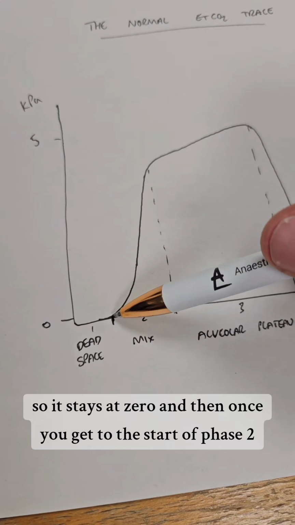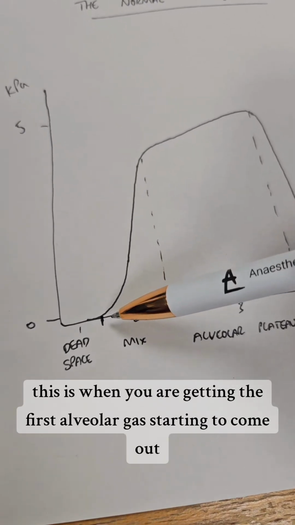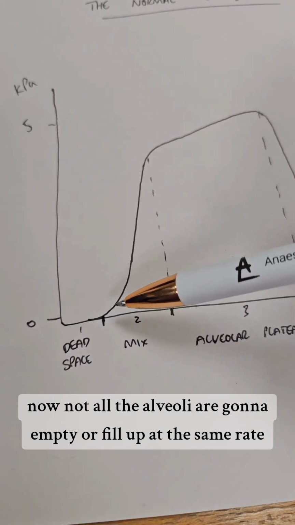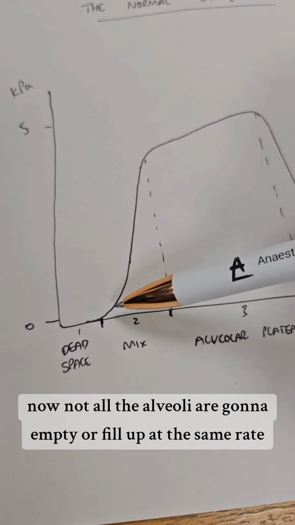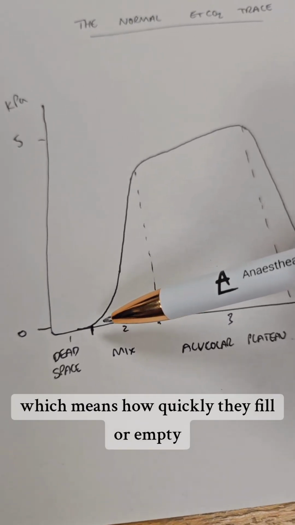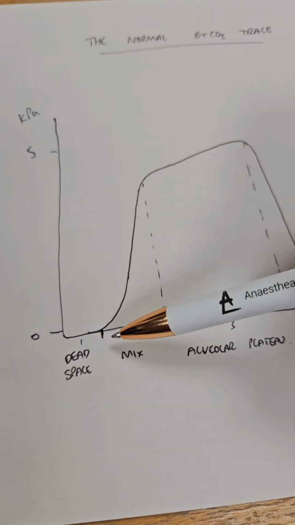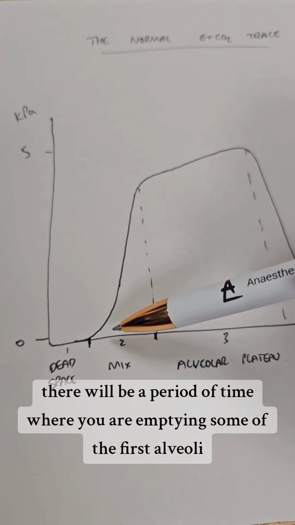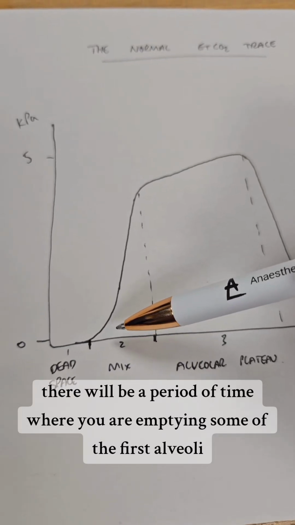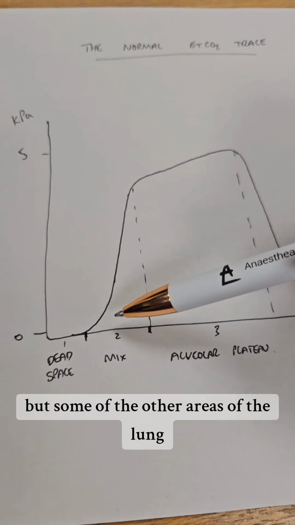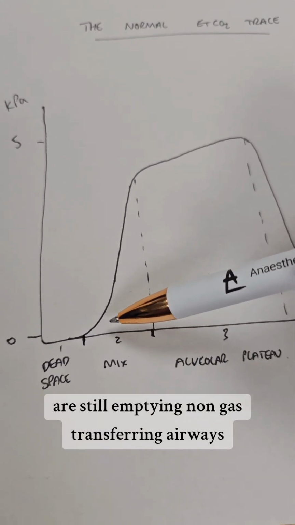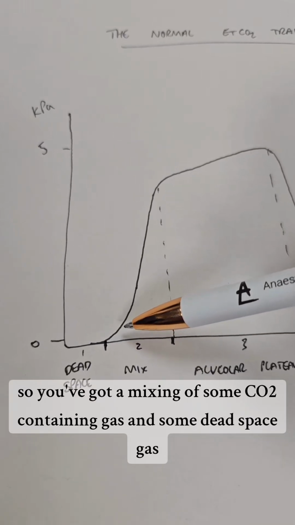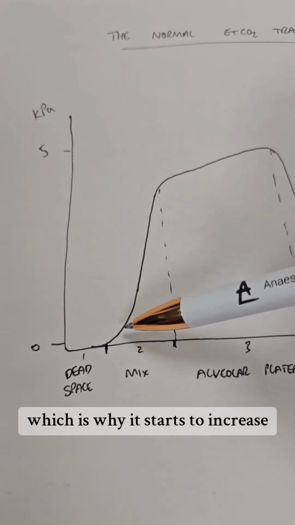And then once you get to the start of phase 2, this is when you're getting the first alveolar gas starting to come out, and that's got CO2 in it. Now, not all the alveoli are going to empty or fill up at the same rate. They each have what's called a time constant, which means how quickly they fill or empty. And different alveoli have different time constants. So there will be a period of time where you are emptying some of the first alveoli, but some of the other areas of the lung are still emptying non-gas transferring airways. So you've got a mixing of some CO2 containing gas and some dead space gas, which is why it starts to increase, but it starts off low.